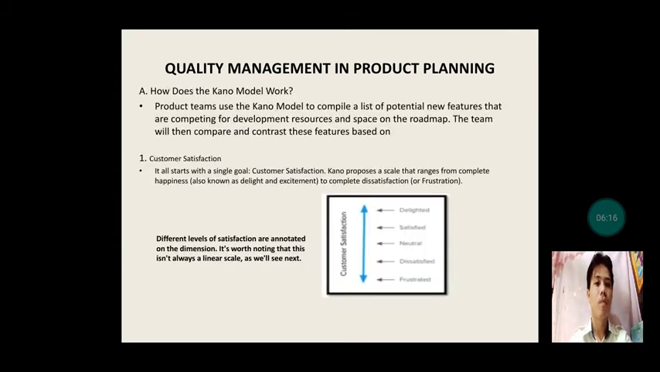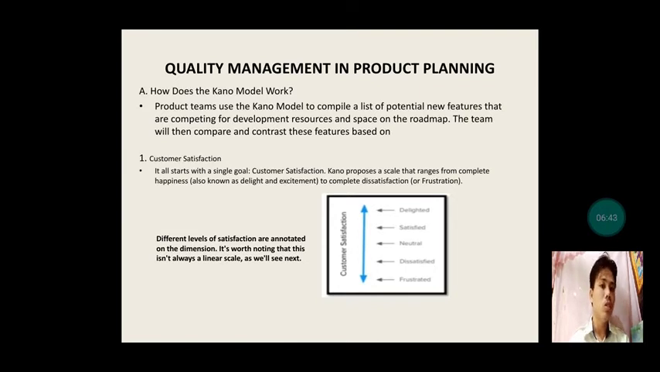So that is how the Kano model works. Product teams use the Kano model to compile a list of potential new features that are competing for development resources. Then the team will compare and contrast these features based on, first, customer satisfaction.